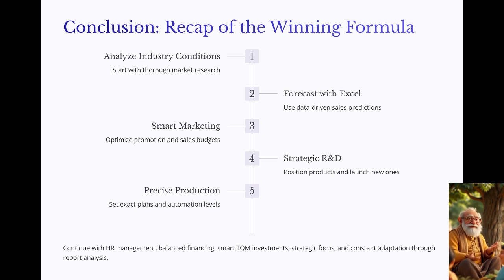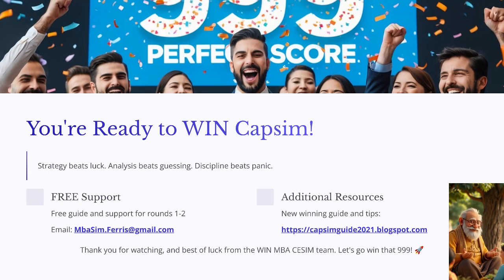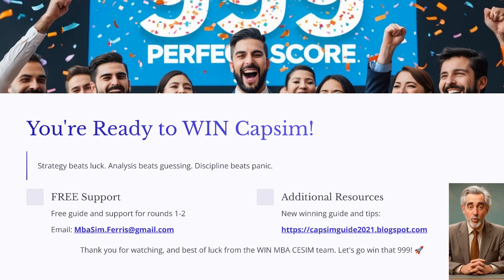6. Manage HR and automation upgrades. 7. Finance investments with balance. 8. Invest in TQM smartly. 9. Stick to your strategic focus. 10. Read reports and adapt every round. You are now ready to win CapSim with confidence. Remember, strategy beats luck. Analysis beats guessing. Discipline beats panic.